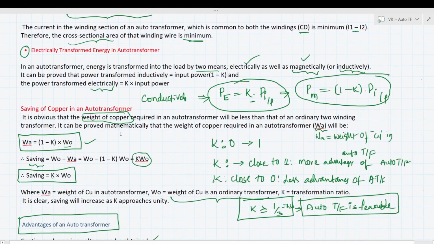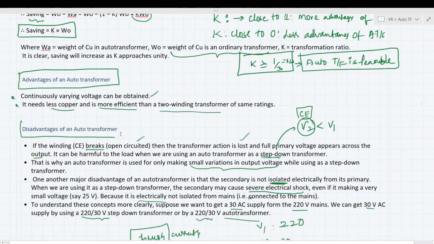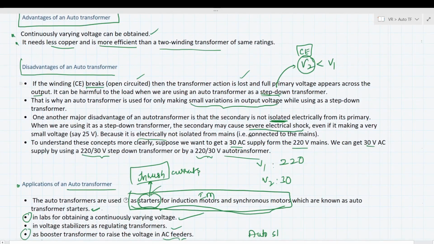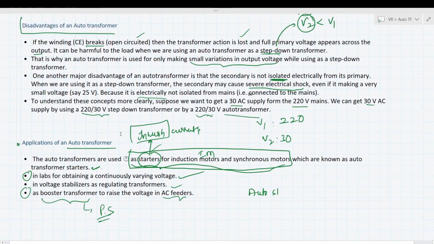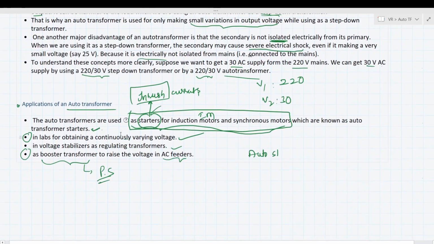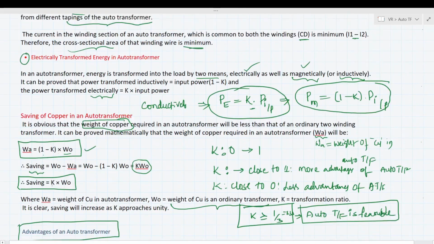So the weight of copper is reduced in an auto transformer. It can be used smoothly as a variable AC voltage transformer. Applications are in laboratories and as a starter and stabilizer. So this is about the auto transformer.